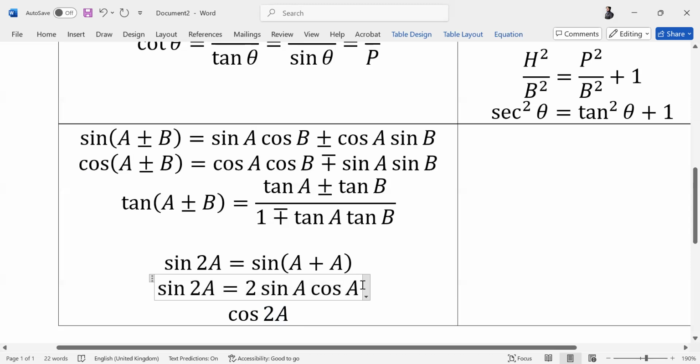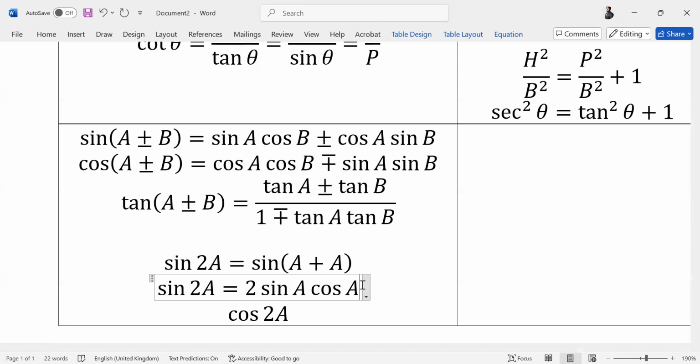So don't be bothered that sir, you are making us do this. Obviously, these will be provided, but this is just the first instance of applying those compound angle formulas for the double angle.